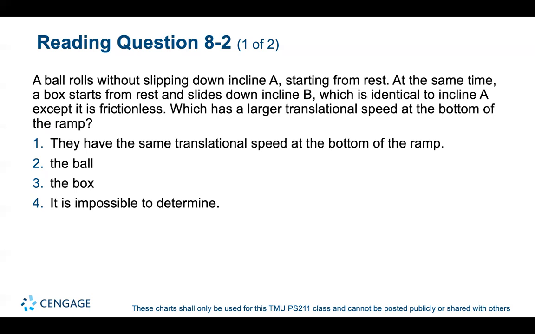A ball rolls without slipping down incline A, starting from rest. At the same time a box, starting from rest, slides down incline B, which is identical to incline A except it is frictionless. Which has a larger translational speed at the bottom of the ramp? And the answer is the box. Okay. Maybe that's obvious if you think about it.